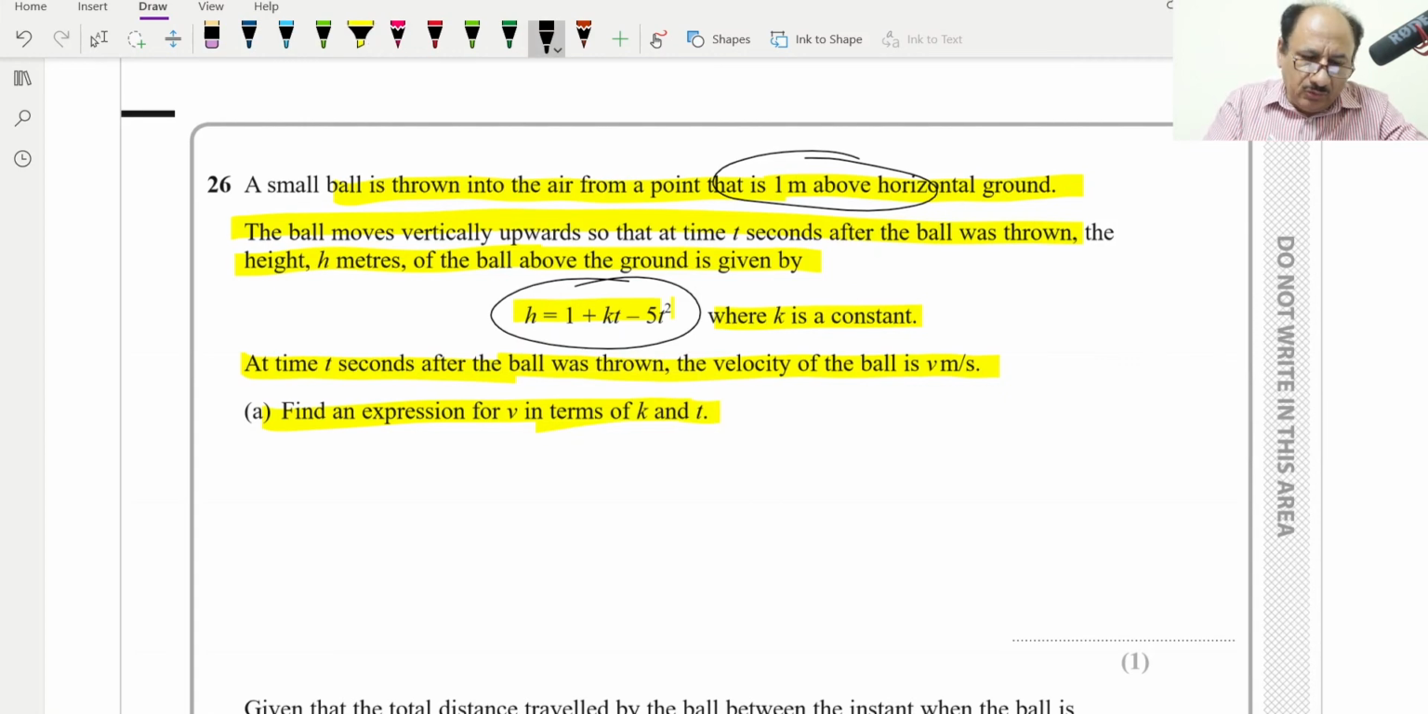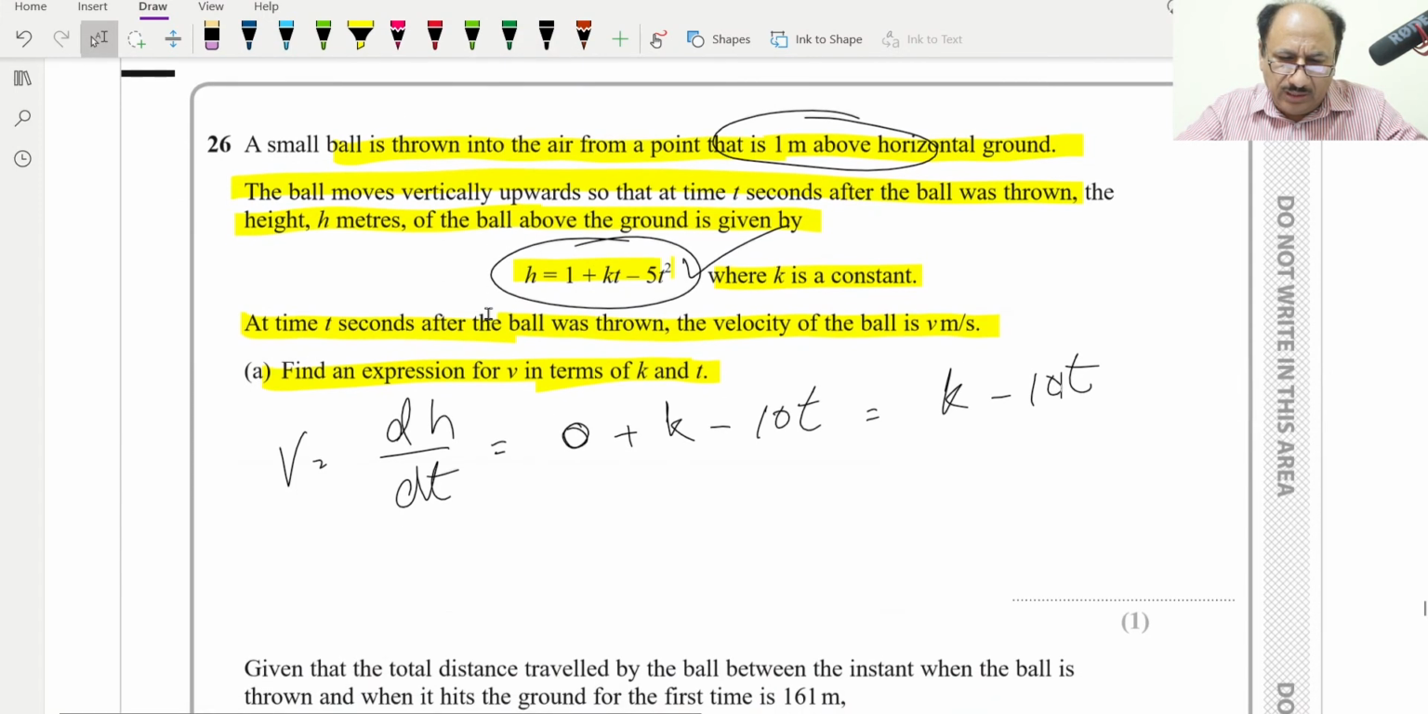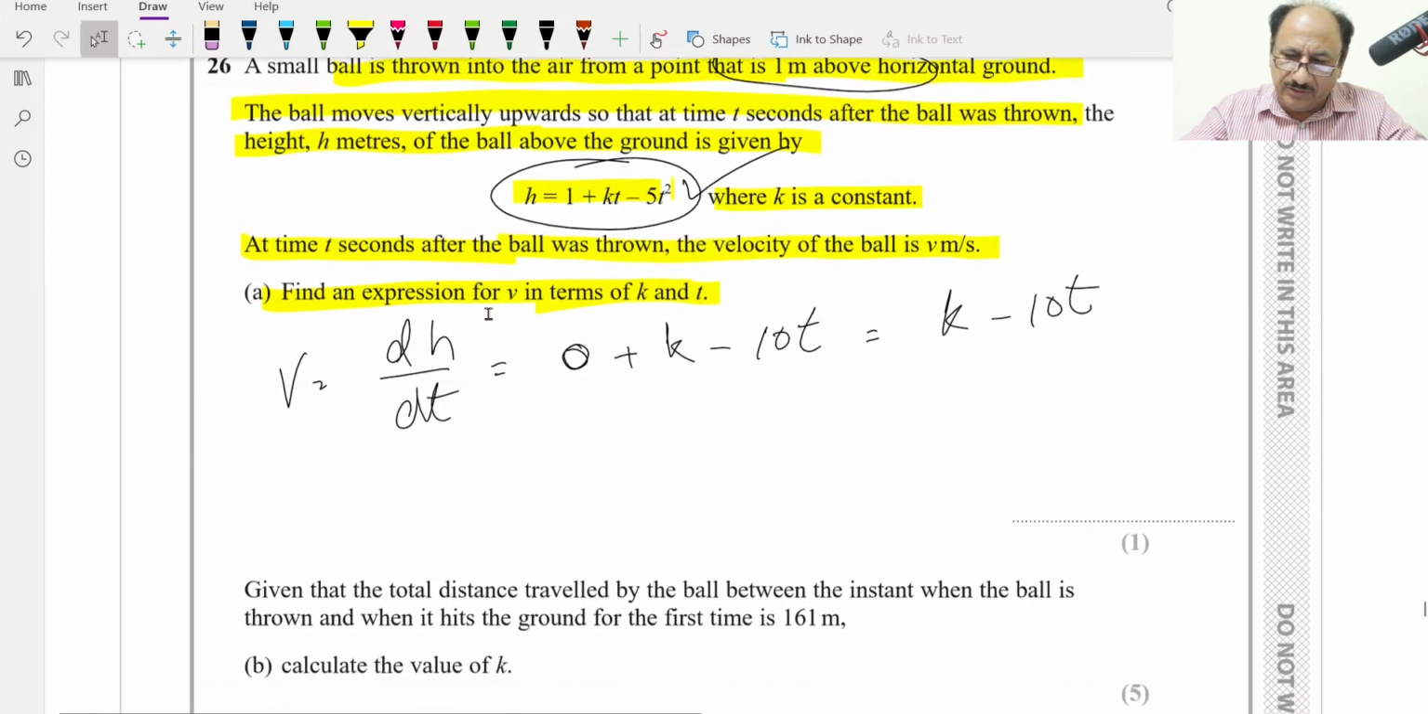So velocity, we know velocity is equal to the derivative of h with respect to t. So we can write dh over dt, and this will be equal to the derivative of this equation. The derivative of 1 will be 0, and the derivative of kt will be k, and minus the derivative of 5t squared will be 10t. So this implies k minus 10t. This will be the expression for velocity in terms of k and t. So we can write v is equal to k minus 10t. This will be the answer for this.